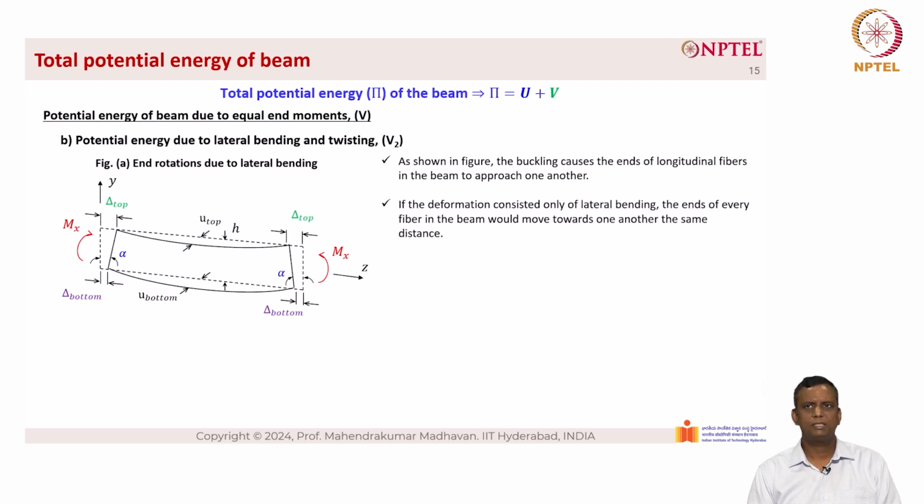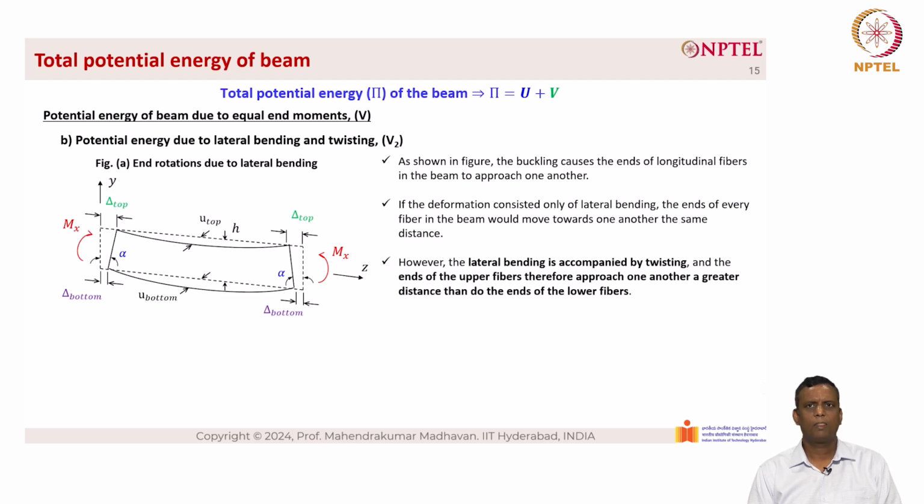If the deformation consisted only of lateral bending, the ends of every fiber in the beam would move towards one another the same distance. However, the lateral bending is accompanied by twisting, which you can see in that there is a u top as well as a u bottom. There is lateral movement out of plane at the top and also at the bottom. This means that the ends of the upper fibers approach one another at a greater distance than do the ends of the lower fibers. This gives rise to the rotation alpha of the end cross sections of the member.